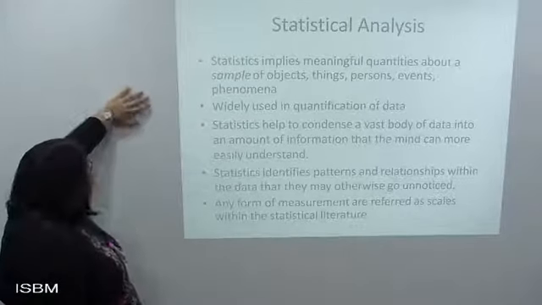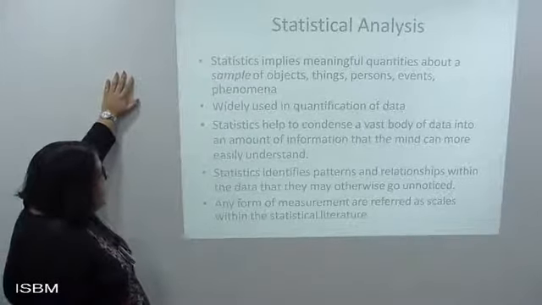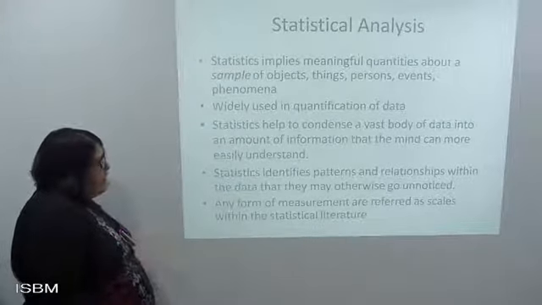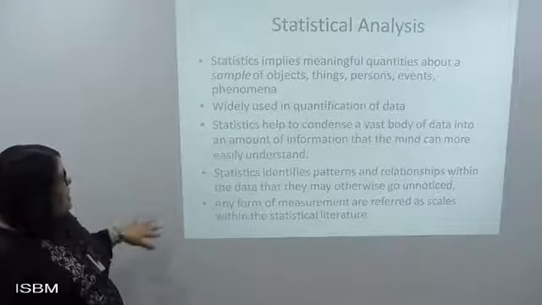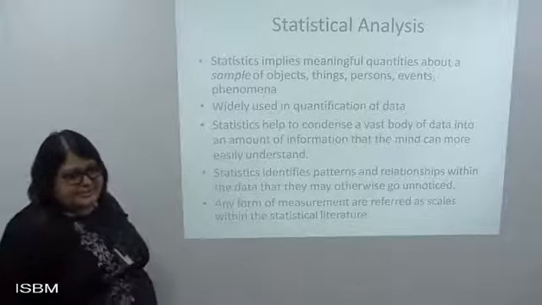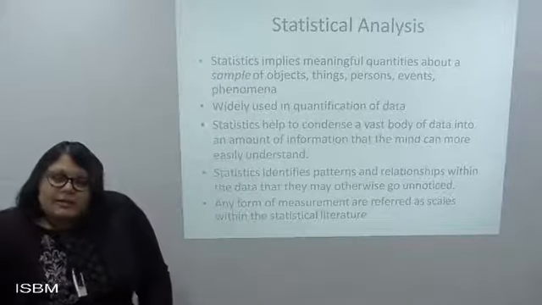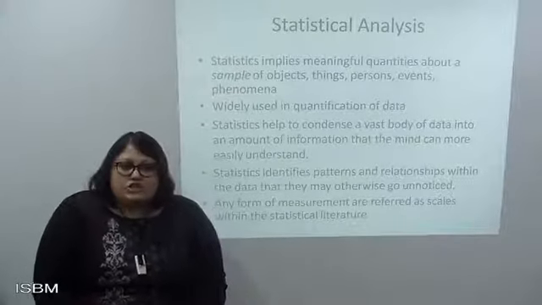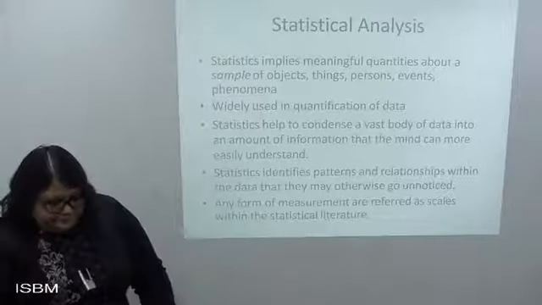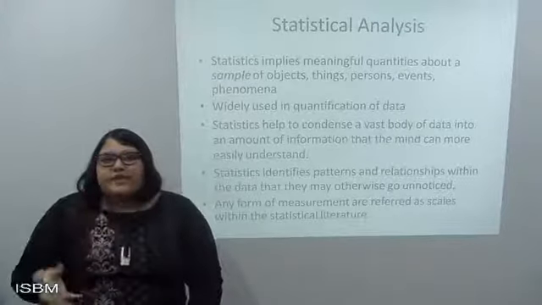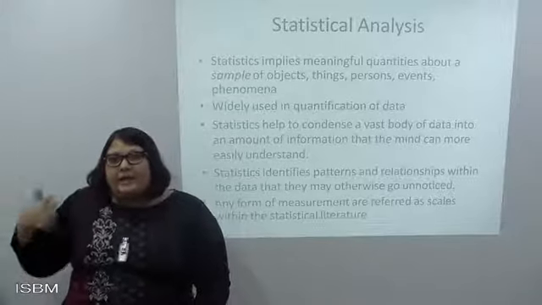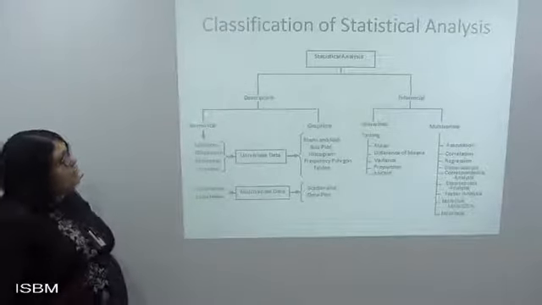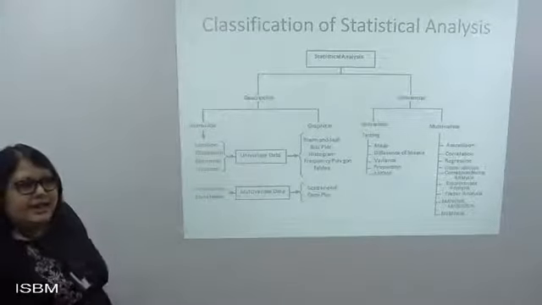Then statistics identifies the patterns and relationship within the data that may be otherwise unnoticed. Then any form of measurement are referred as scales within statistical literature. So anything that is quantified needs to be operational, and anything that is operational can be measured with the help of scales. Now all of these will be quantified measure, and these will be represented with the help of your statistical data. Now how do we do the statistical analysis?